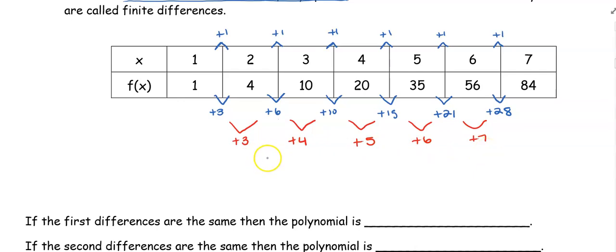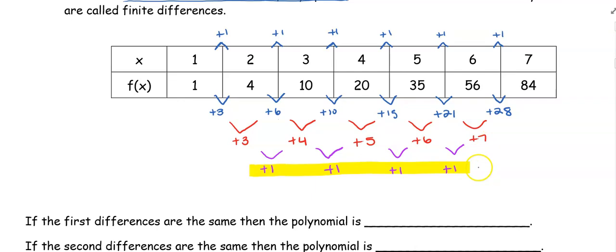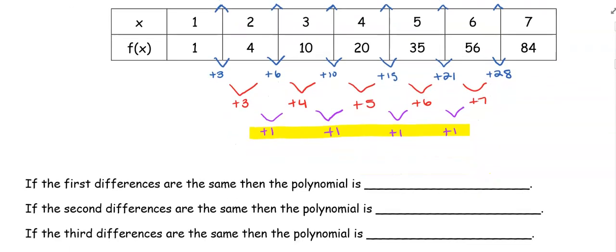Now my next set of differences, I'm going from 3 to 4. That's separated by 1, 1, 1, 1. Perfect. Now this is what I need. I need all of these numbers to be the same. You need to continue to find your finite differences until they are exactly the same. So we did it the first time, it didn't work. The second time it didn't work. The third time is when it worked. That's how I know what kind of polynomial I have.